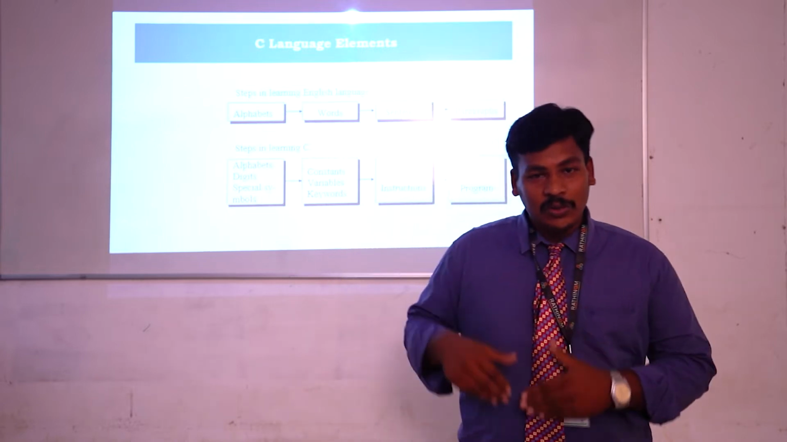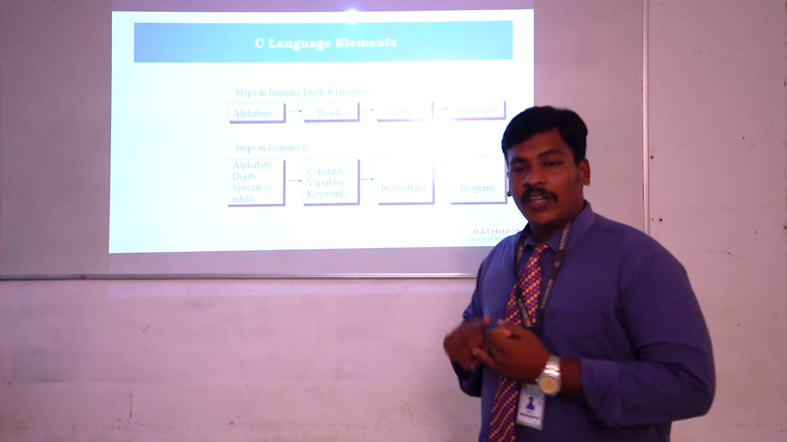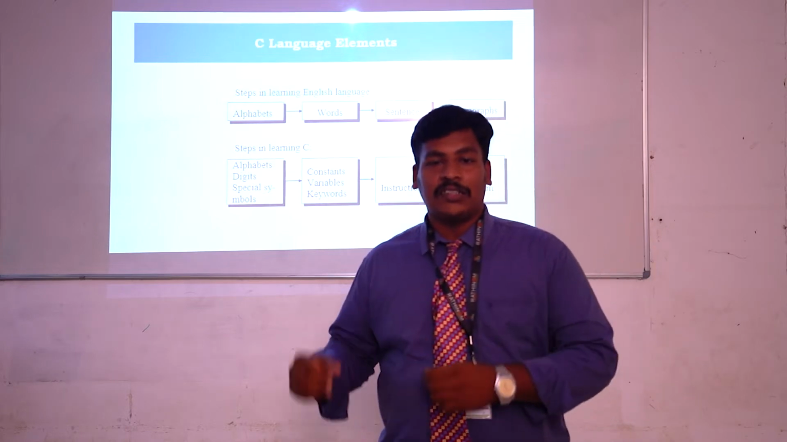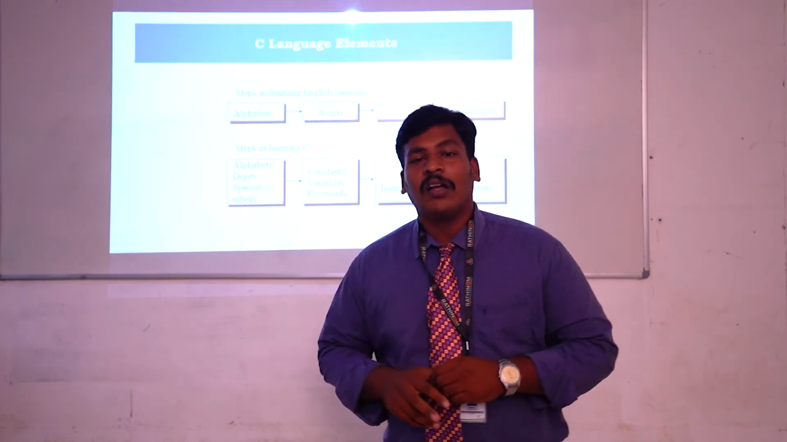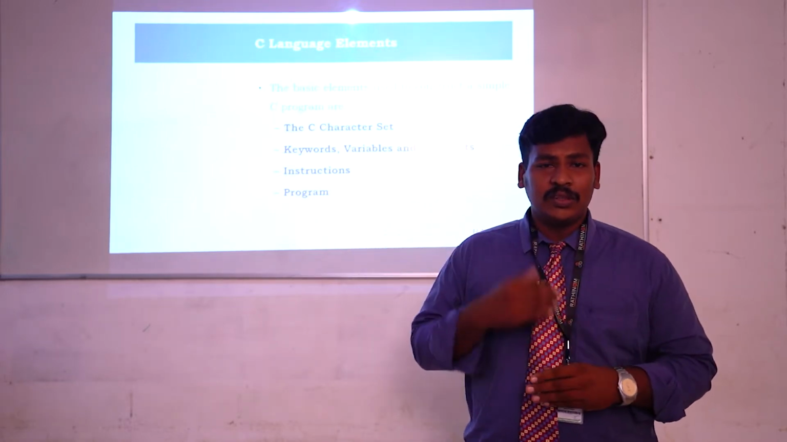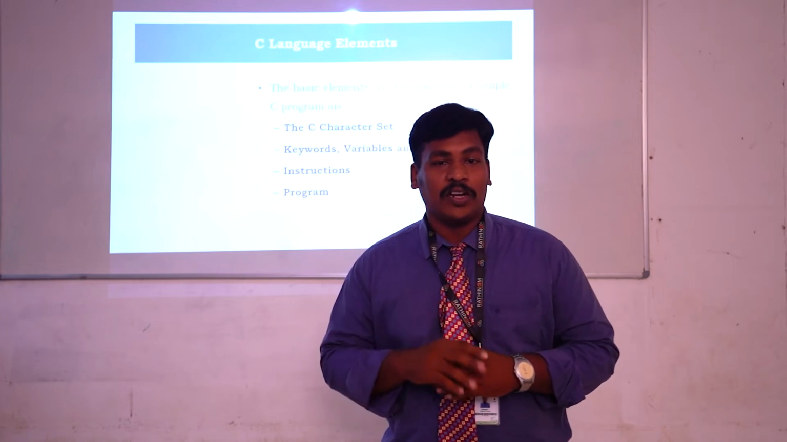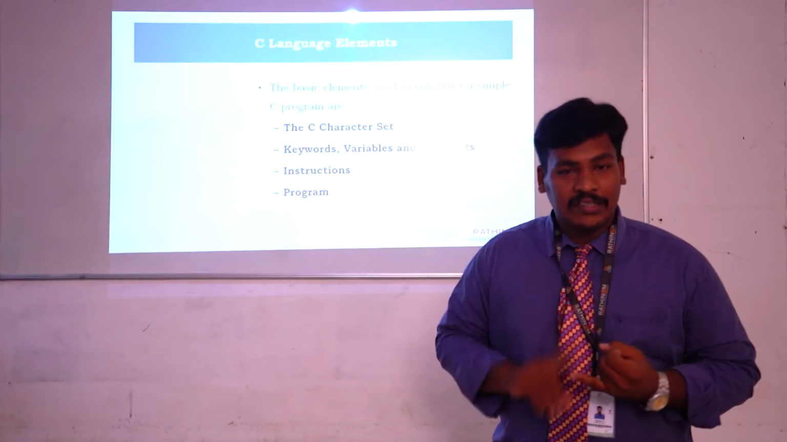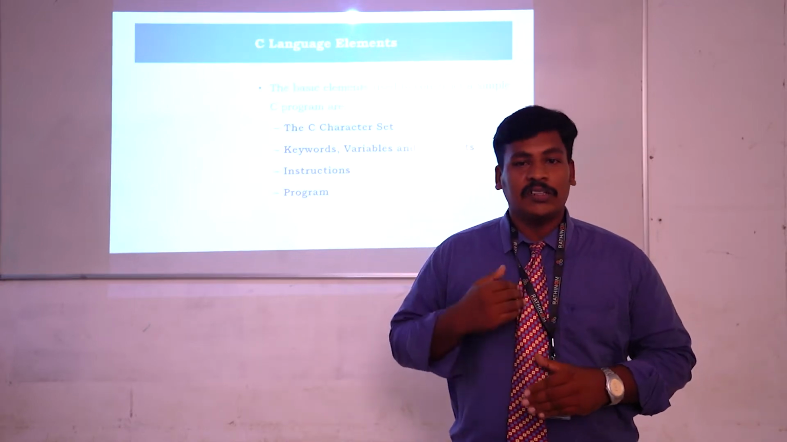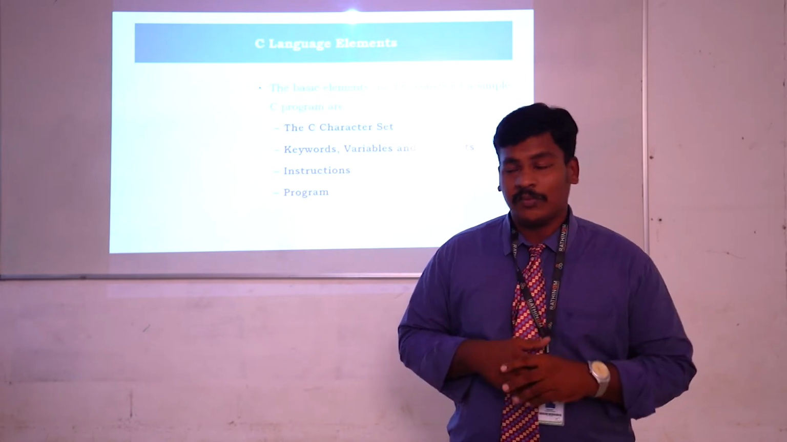Here also you learn the C language. You also learn the alphabets, characters, constants, variables, then the instructions, and finally you write a program. These are the things you need to clearly construct a C program. The first one is the characters. You know the character sets, then the keywords, constants, thereafter the variable names. Then finally how to instruct the program, and then you write the program.